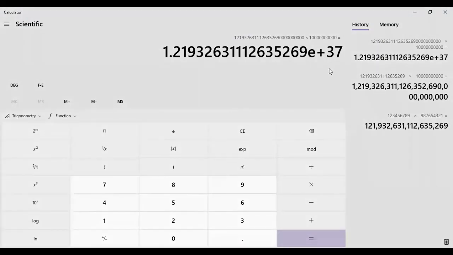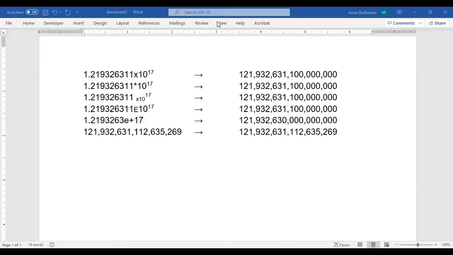So depending on the calculator, like with Google, we saw it gave less precision. With this calculator app on the computer, it gives more precision than the calculators that we had. So it just depends on the calculator app. Everyone is going to use slightly different notation, and everyone is going to give you potentially slightly different answers.